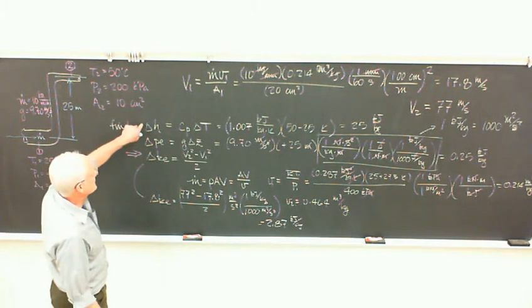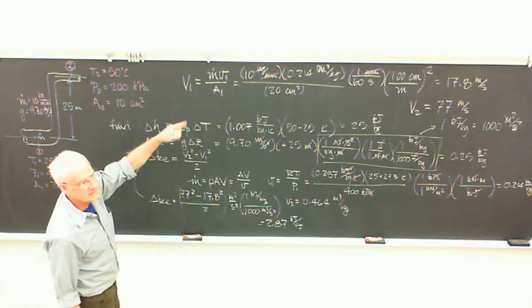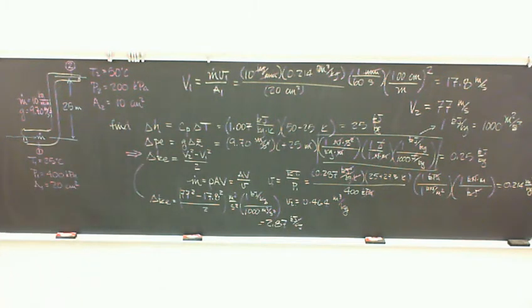This one, delta H, just the same. You just have to come up with a different C sub P, and it's just in the table, so that's no big deal.